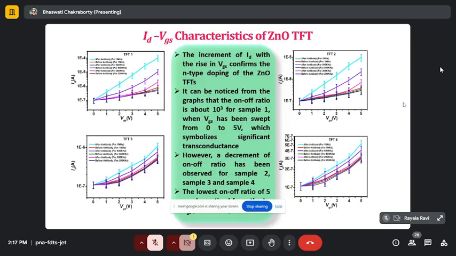Now, this type of study can be done in terms of realization of these devices, like transfer characteristics, ID-VGS characteristics. The main fundamental finding using these graphs was that the on-off ratio changed from 10 to the power 3 to 5 as we move from TFT1 to TFT4, which suggests that as we increase the surface roughness, grain boundary densities increase. As we increase the grain boundary densities, there would be many electron scattering centers and many trapped states present. So that would degrade the mobility.